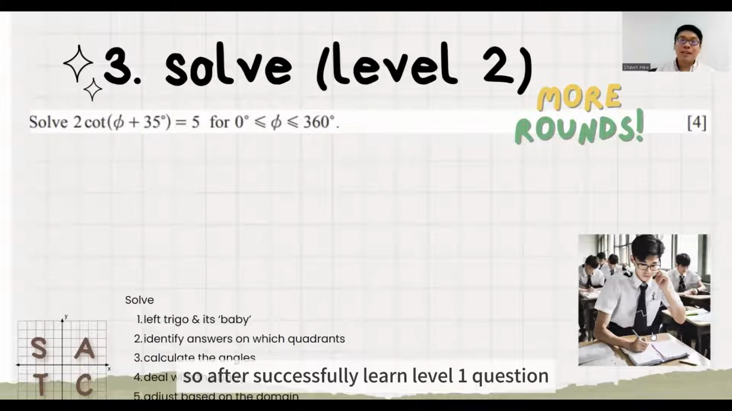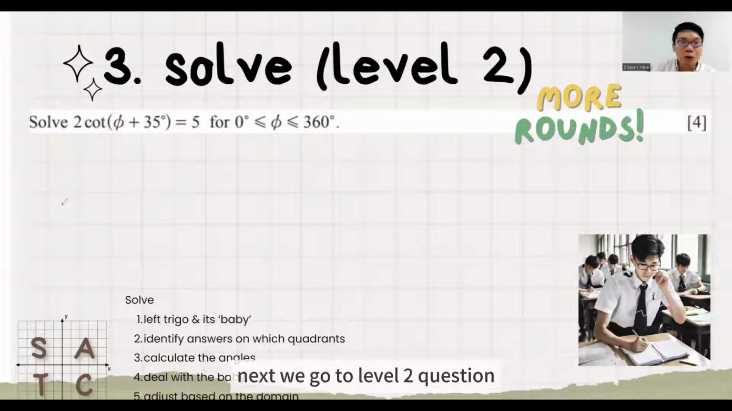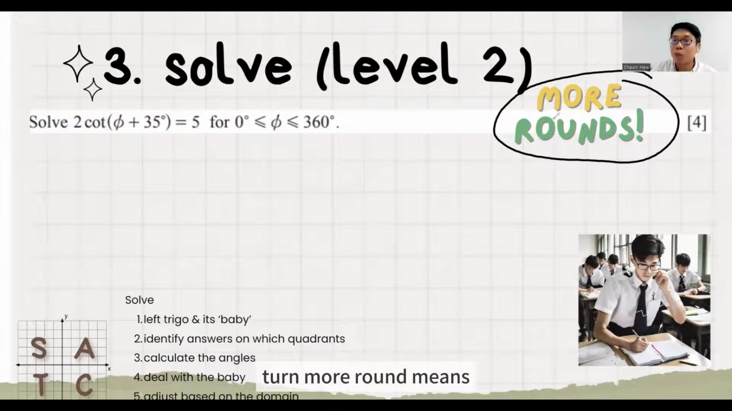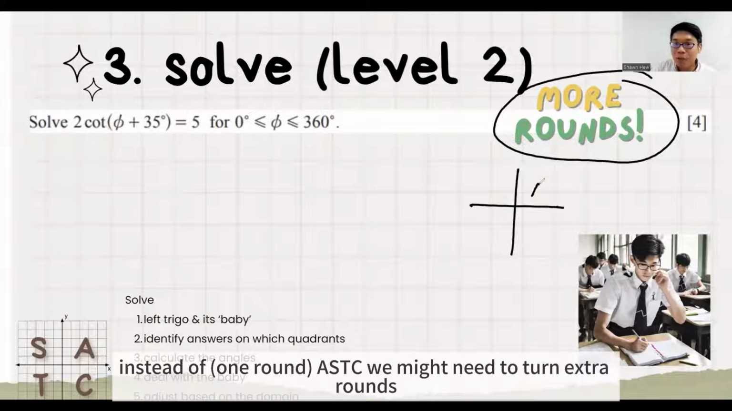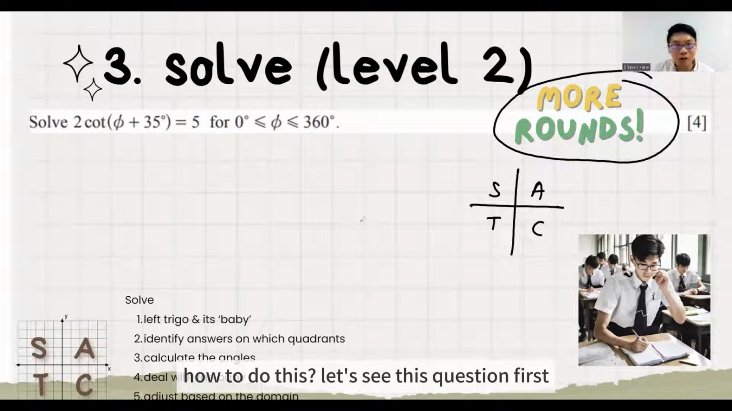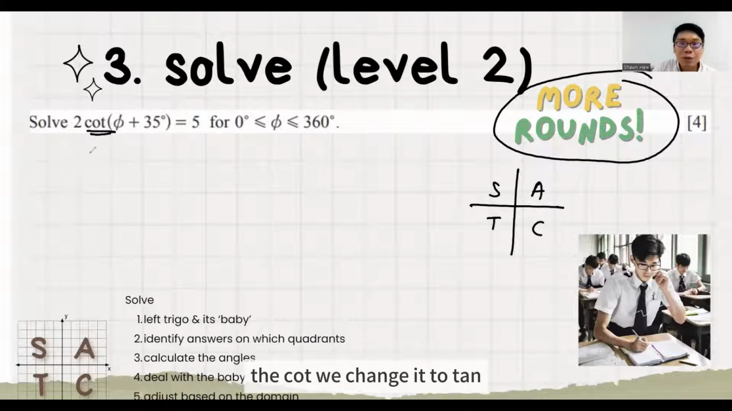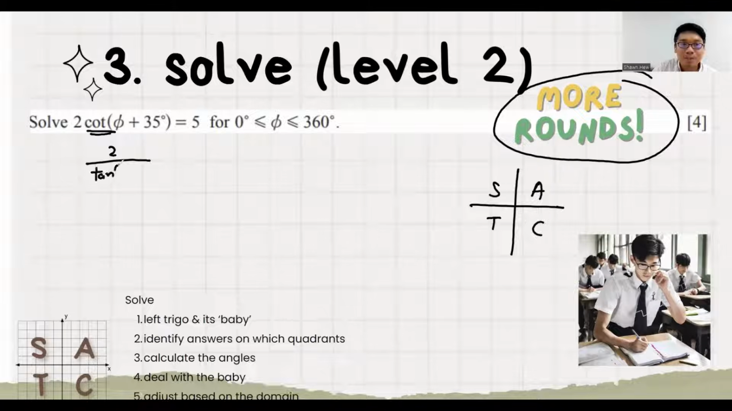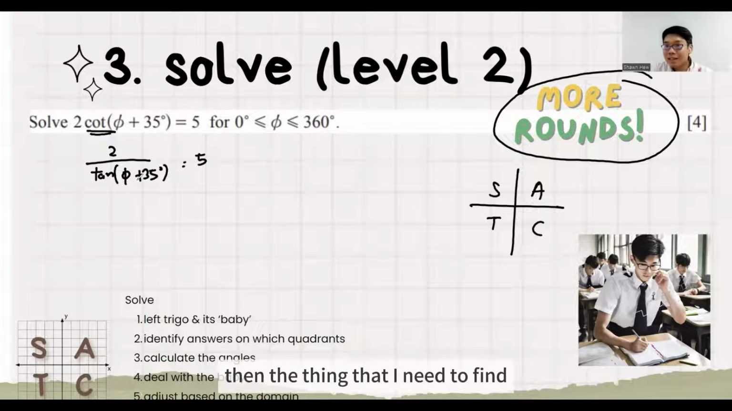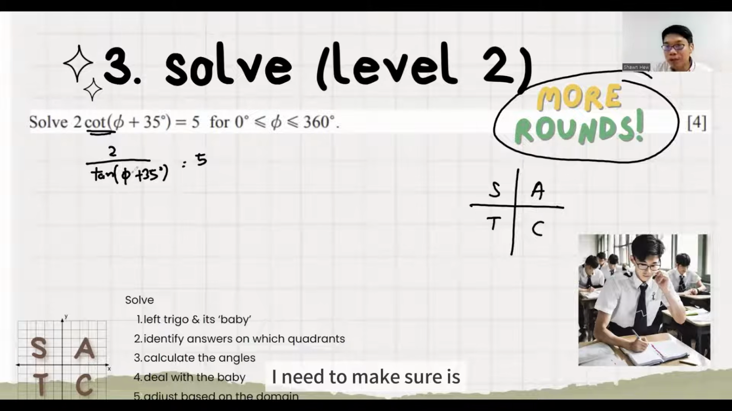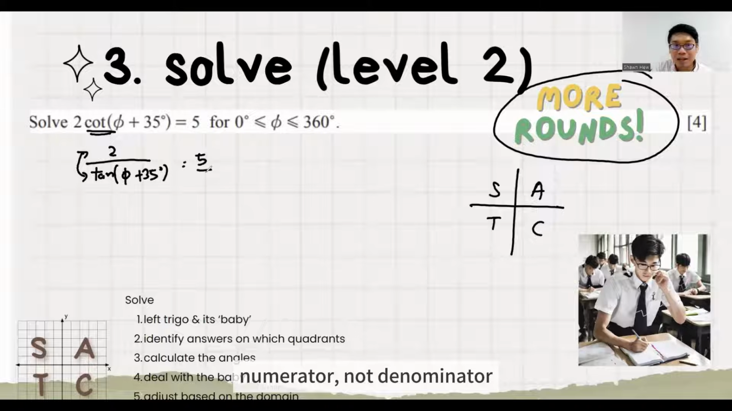So after successfully learning level 1 questions, next we go to level 2 questions. Turn more rounds. This means instead of just ASTC, we might need to turn extra rounds. How to do this? Let's see this question. First, the cotangent, we change it to tangent. Then the thing that I need to find, I need to make sure it is the numerator, not the denominator. So both sides I flip upside down.